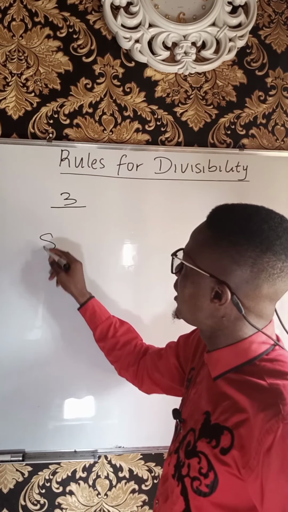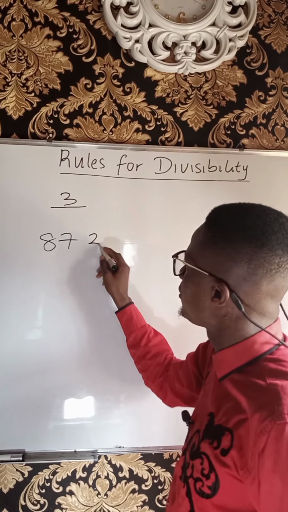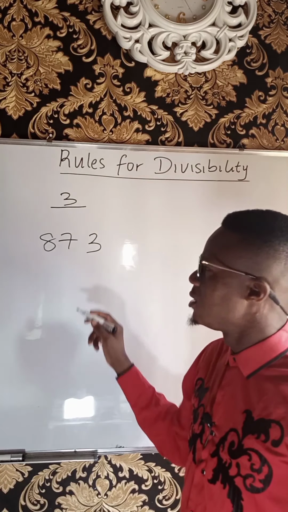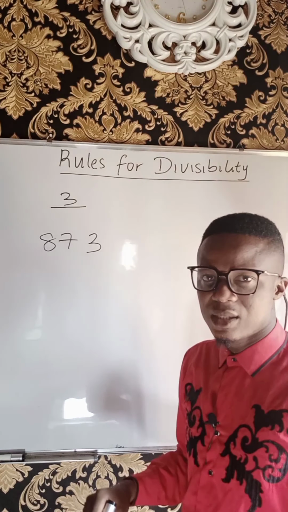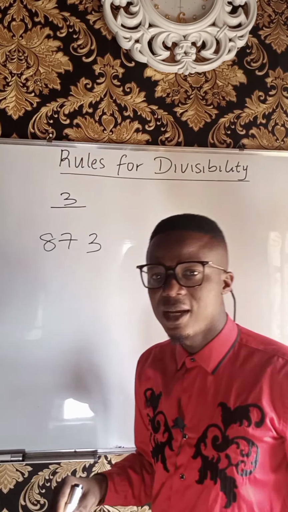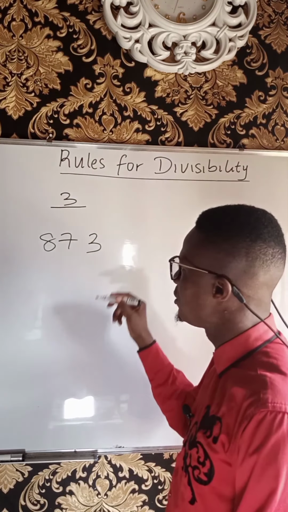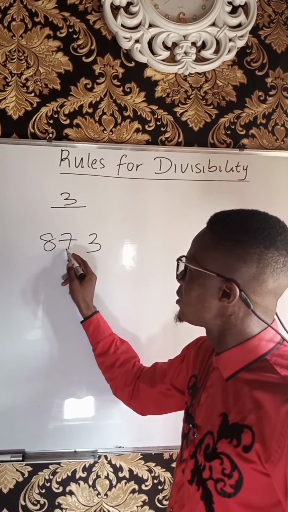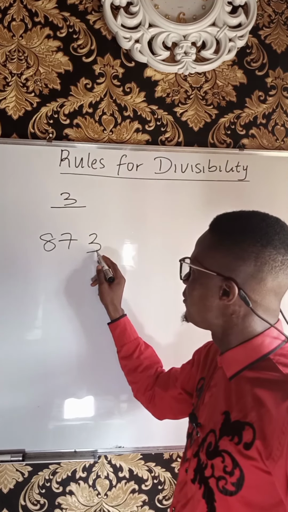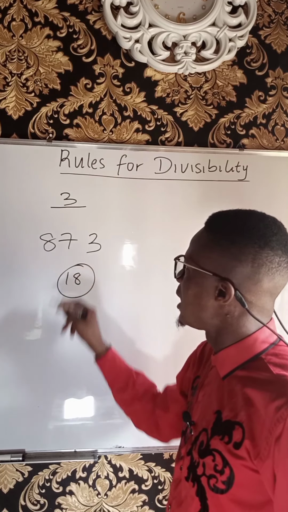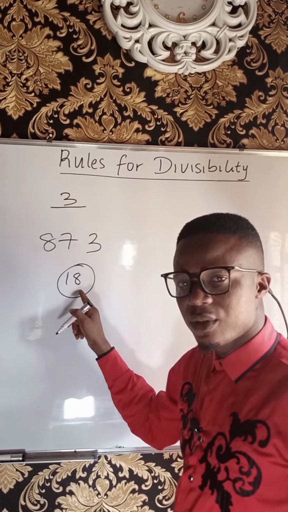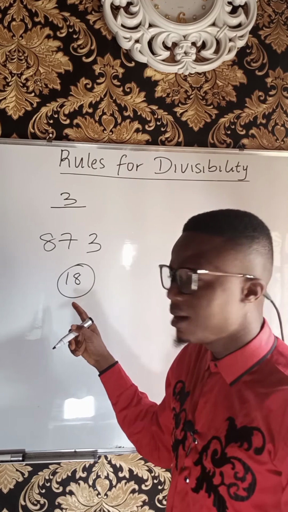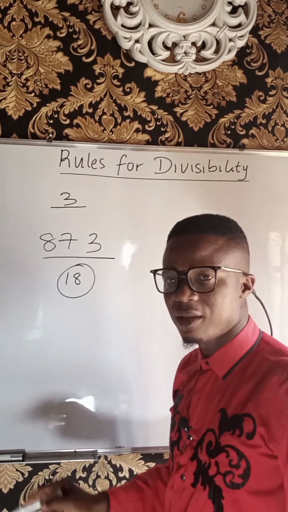Let's say you have something like 873, for instance. If you want to test if this number is divisible by 3, you simply need to add the individual digits. If it gives you something 3 can divide without any remainder, you know that the number is divisible by 3. For example, the sum of the digits here is 8 plus 7, which is 15, and 15 plus 3 gives us 18. Now ask yourself, can 3 divide this 18 without remainder? Sure, 3 can divide 18 without remainder. And since 3 can divide 18 without remainder, we conclude that 3 can divide 873.